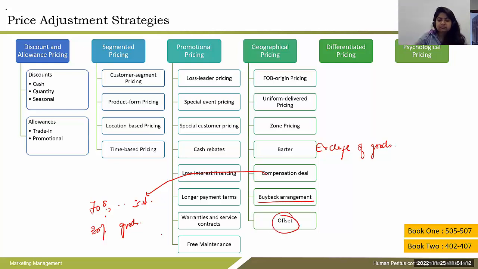Offset. Let's say you guys are foreigners, and you're buying my Indian company. I'm paying you in cash, but with an agreement that you're going to spend or invest that cash back in India only. That's called an offset. Let's say I have to pay you 100 crores. I tell you, at least out of 100 crores, 80 crores you have to put back in my economy. That's an offset.